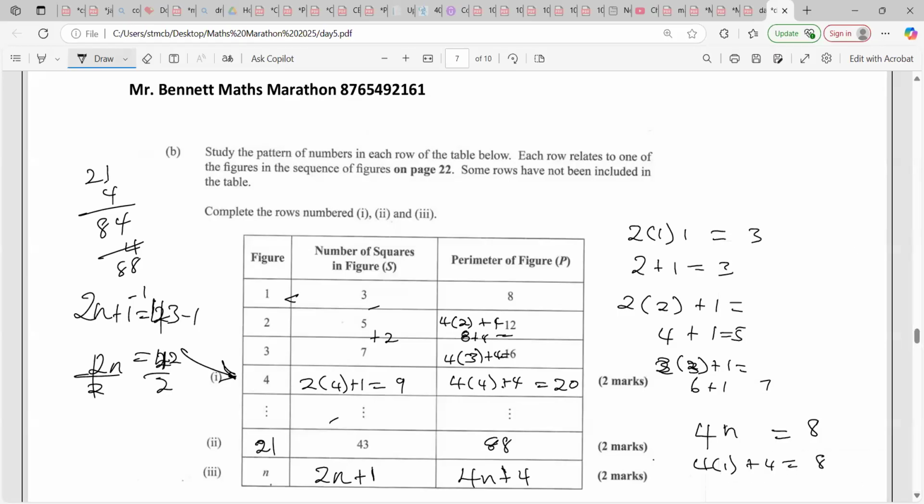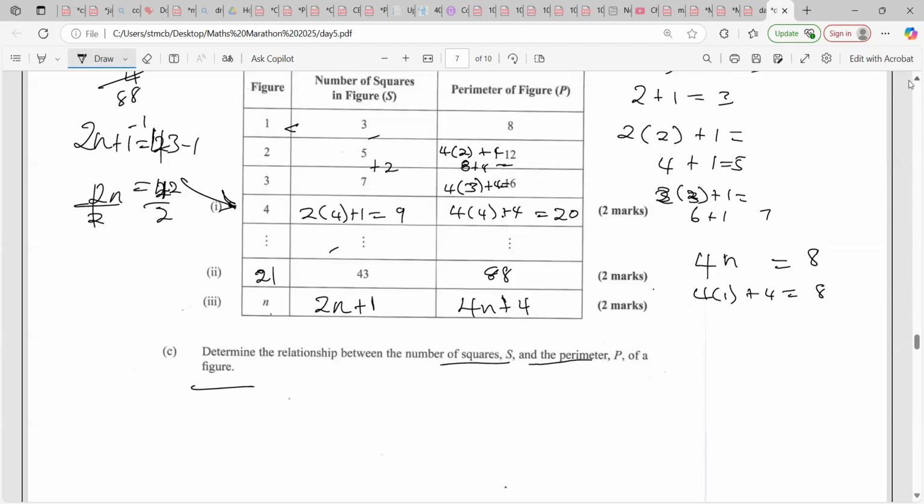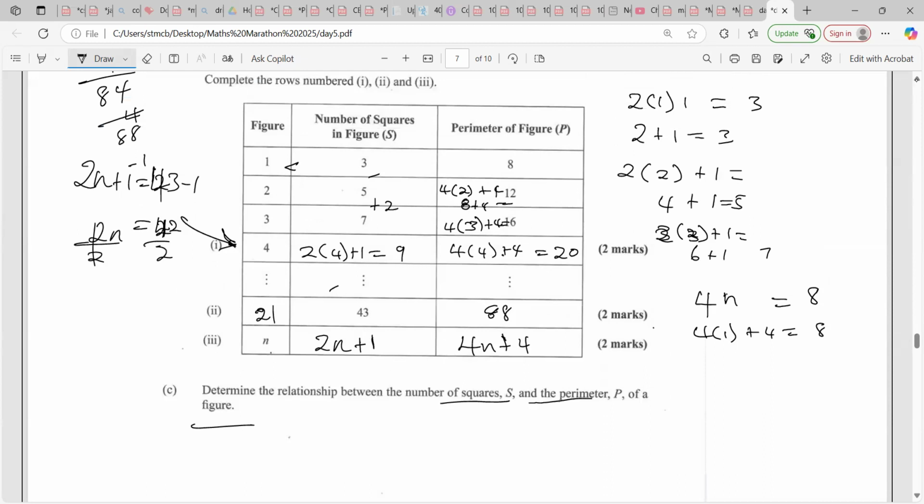They further went on and said something else. They said determine the relationship between the number of squares S and the perimeter P of the figure. So I guess we compare the perimeter and the number of squares, right? When you notice, when you double this and add 2, you get this.